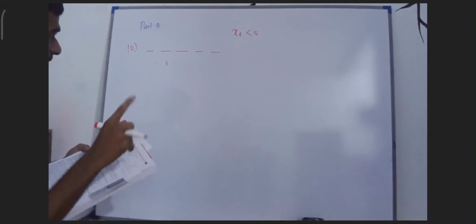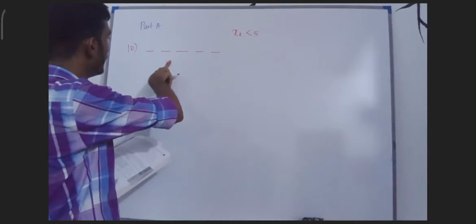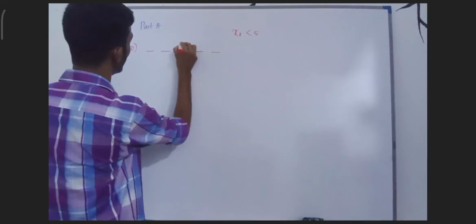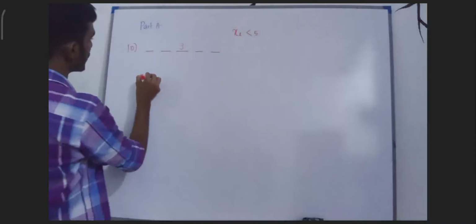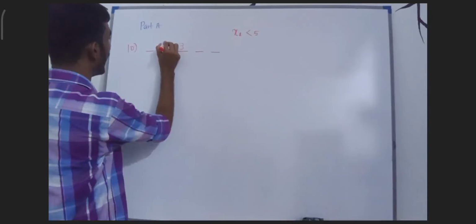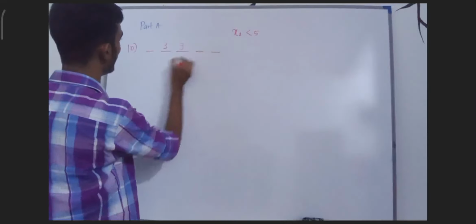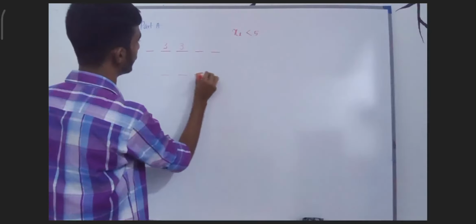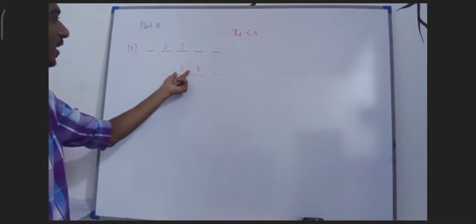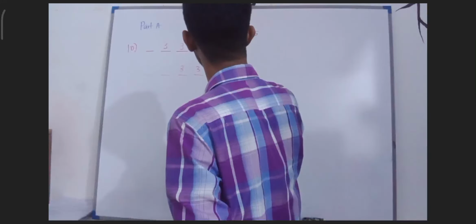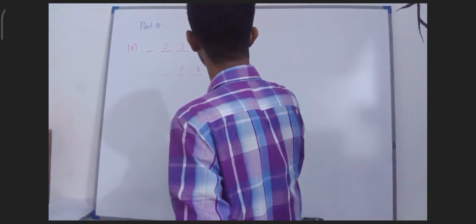Their mean and median are both equal to 3. Now they have told another piece of data. The median means the middle data is 3, right? If this is 3, now we have 2 possibilities. Either this can be 3 or this can be 3. So I will write it this way. If this is 3, this can be 3. Now, if this is 3, definitely this should be 4.